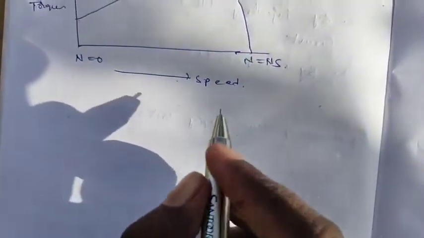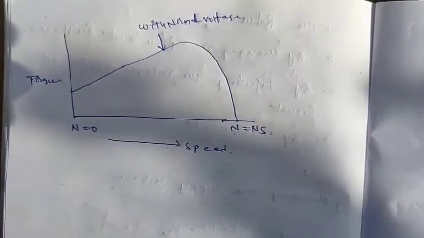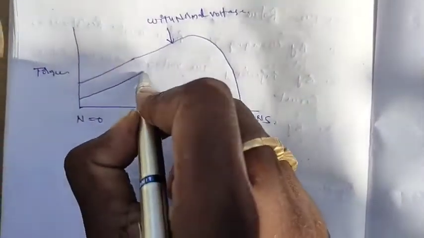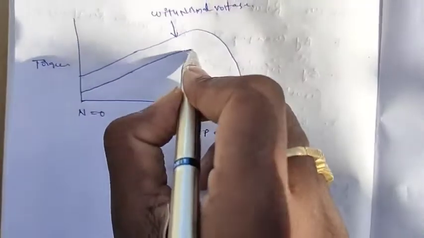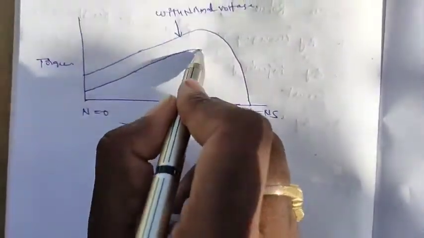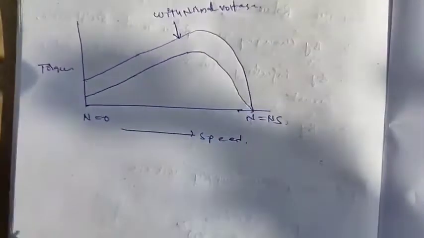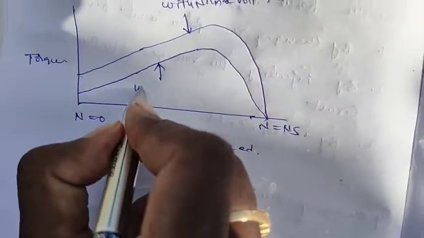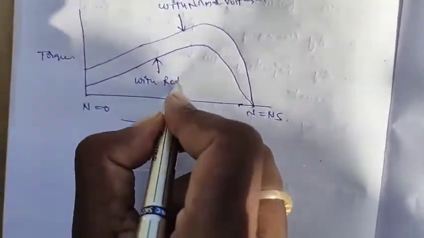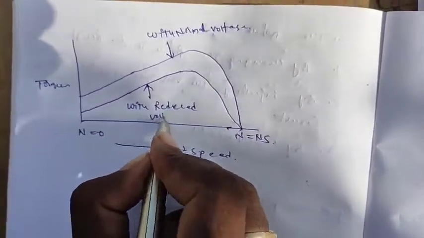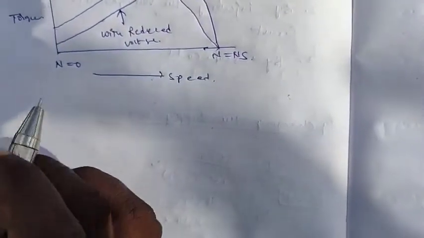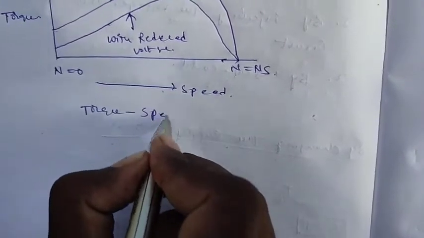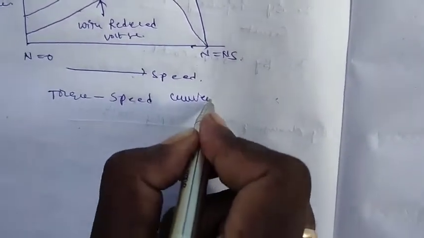If the voltage is reduced, the torque is reduced, the speed of the motor is also reduced, and the maximum torque is also reduced. This is the curve with reduced voltage. These are the torque speed curves.